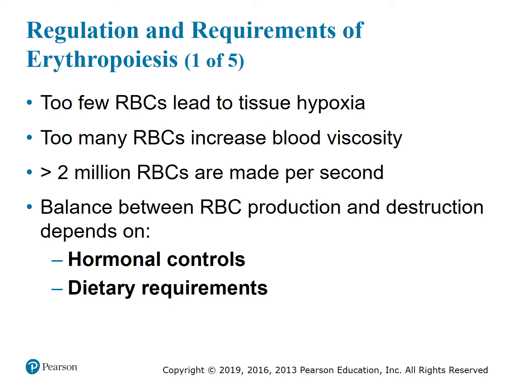Regulation and requirements of erythropoiesis. Too few red blood cells lead to tissue hypoxia, because not enough oxygen is delivered to the tissues. Too many red blood cells increase blood viscosity. More than 2 million red blood cells are made per second. So there's a balance between red blood cell production and destruction, which depends on hormonal controls and dietary requirements.